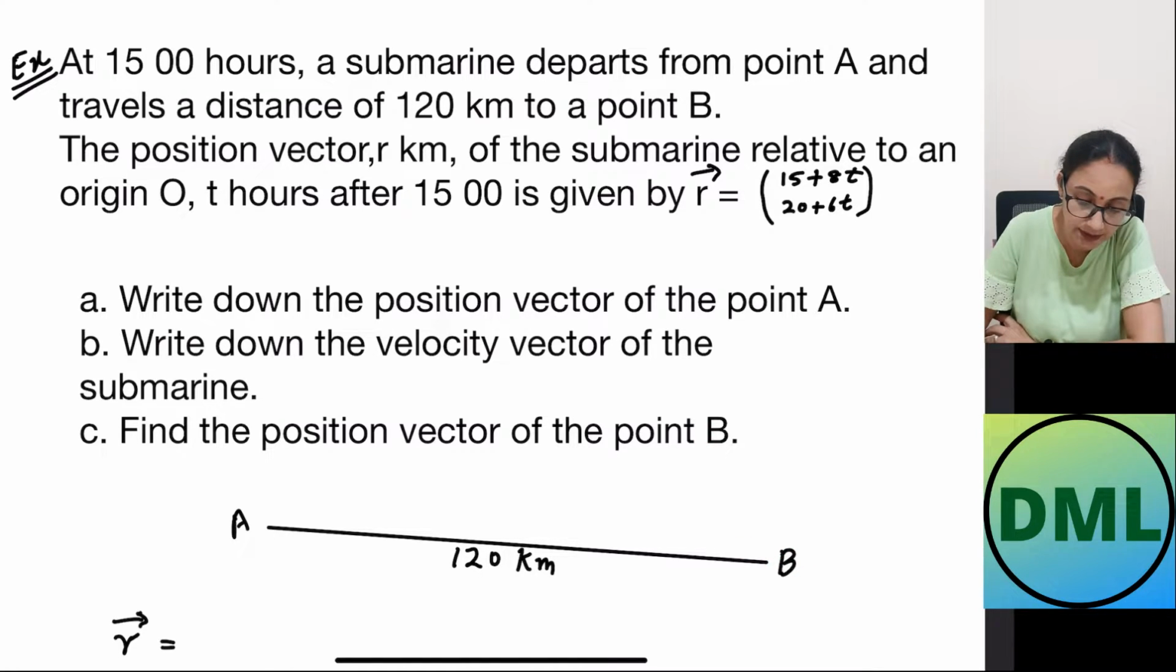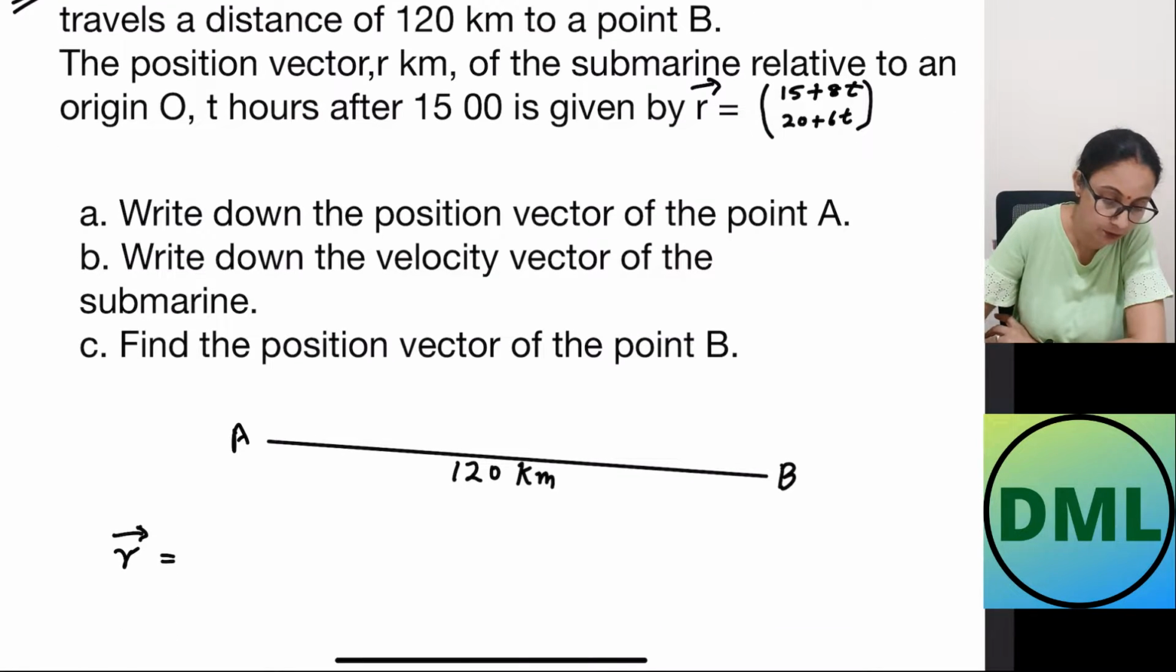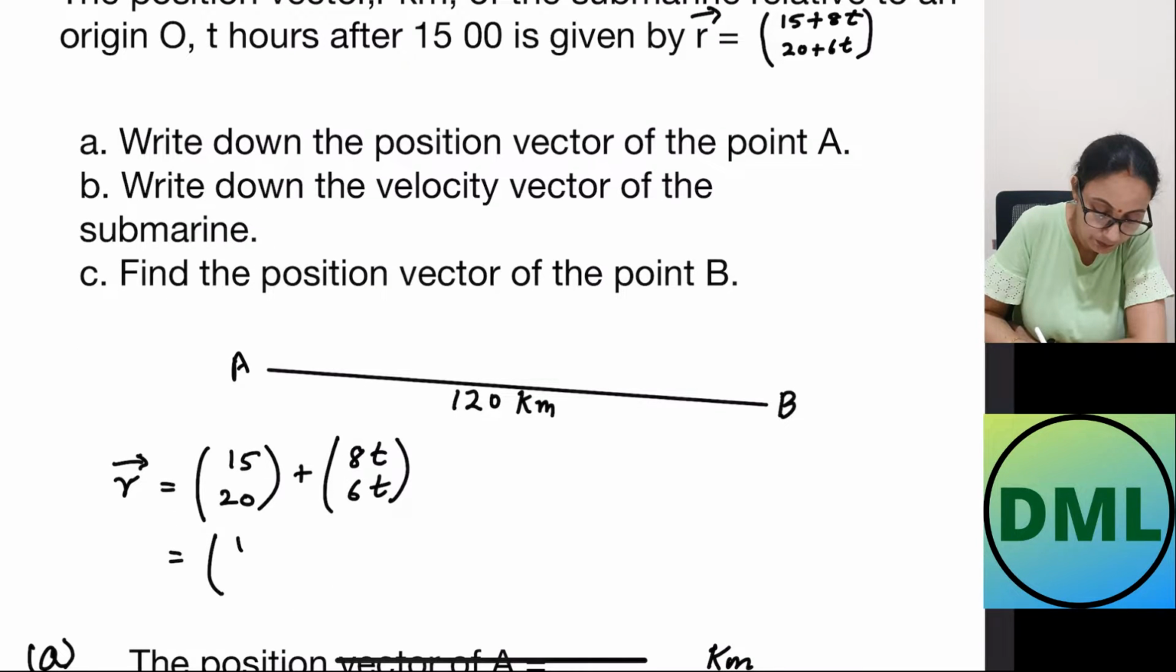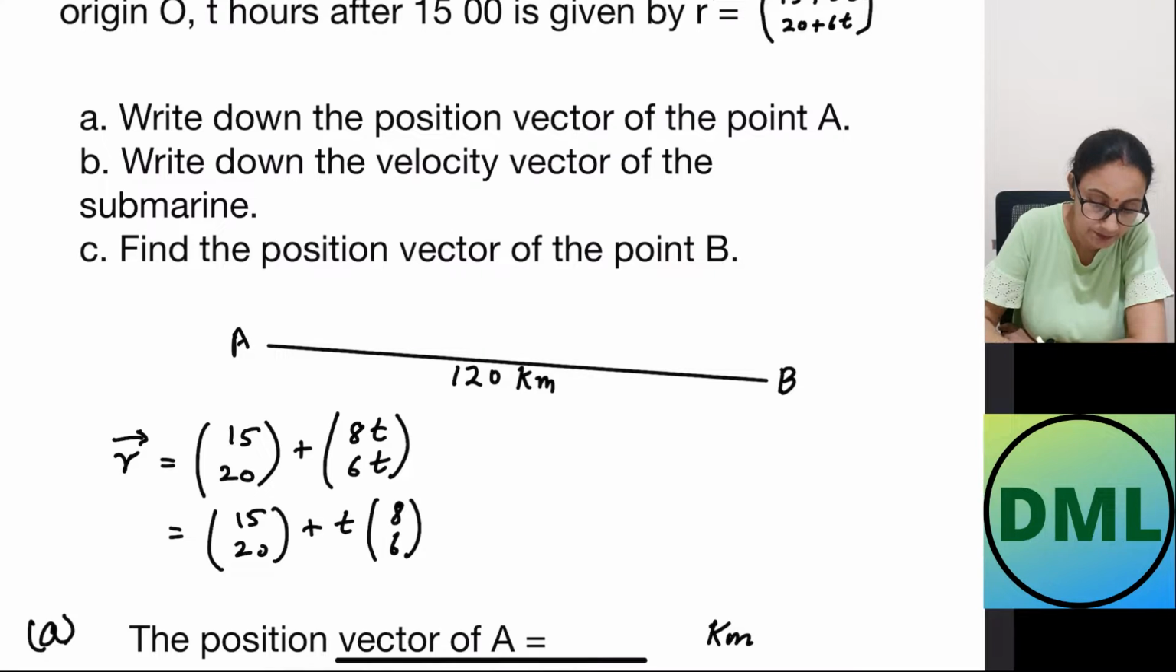Now, as you can see, they have given us the position vector of the submarine after t hours. So, it is possible for me to split this into the position vector and the velocity vector. How do we do that? This can be written as (15, 20) plus (8t, 6t). So that will be equal to (15, 20) plus t is common from here, so that will be (8, 6). As you know, this is our initial position and this is our velocity vector.